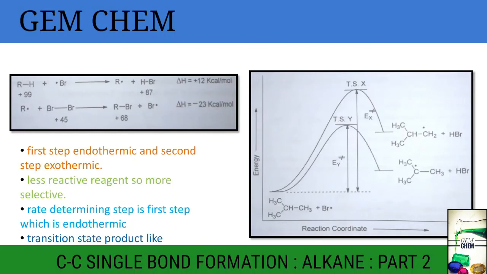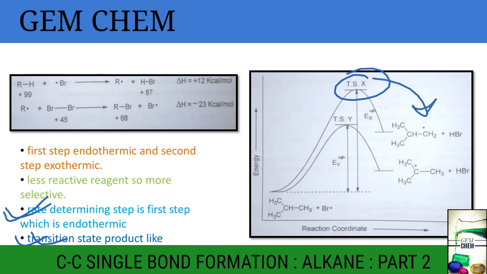Now see, for this kind of reaction in bromination, the first step is endothermic, that is, there is gain of energy. If gain of energy occurs, then the product will be in the more upper part of the energy valley in the energy profile diagram, and the second one is the exothermic step. Less reactive reagents are more selective, and the rate determining step is considered to be the first step, which is the endothermic one. Okay, this is important, and the transition state is product like, because this is nearer to the product.